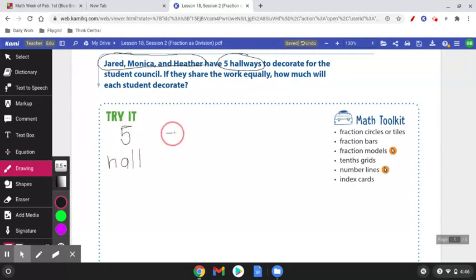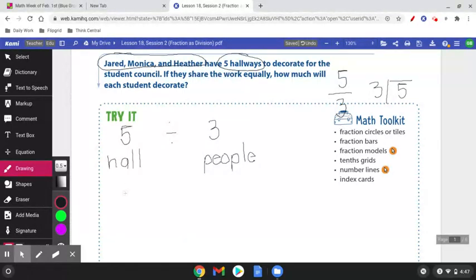5 hallways, and it's being divided among 3 people. So I'm not going to divide up my people. I'm not putting that first. And remember that fractions is division, so 5 divided by 3 can also be written just like that. It also can be written like 5 divided by 3. All different ways to write division. So if I think about this, I have more halls than people. So then, therefore, my answer is going to be more than 1.